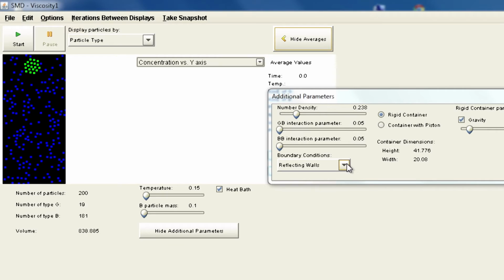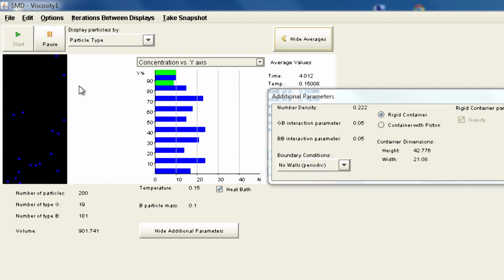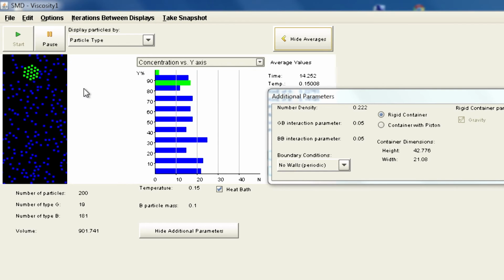Now, let us look at the effect of the boundary conditions. Let us say no walls. So, now we created a periodic boundary condition. First, do the rigid container situation. In that case the volume is constant, and then we will do the piston where the volume will not be constant. In this case, let us move it. Now, it is a periodic boundary condition.